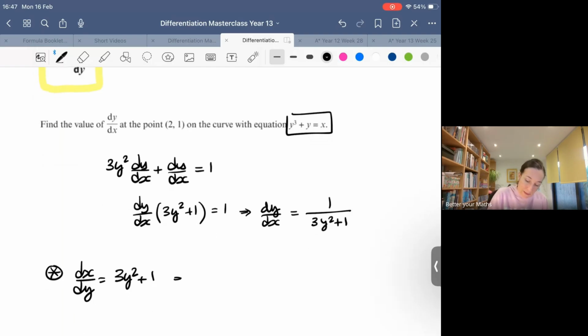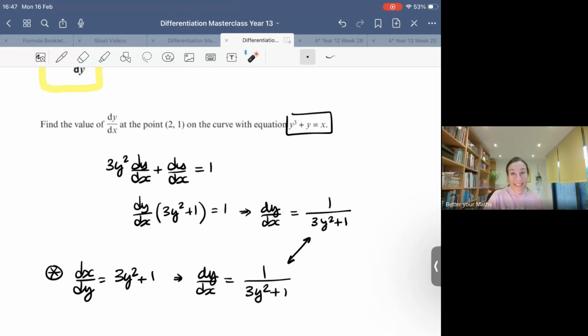And then that means that dy/dx is the reciprocal of that, which is 1 over 3y squared plus 1, which is the same, yeah? You get the same, but if it's easy to make x the subject, it's slightly faster than doing implicit differentiation. It's up to you. If it's confusing, just use whatever you prefer, yeah? But if x can be the subject, you can do the derivative with respect to y and then take the reciprocal, yeah?